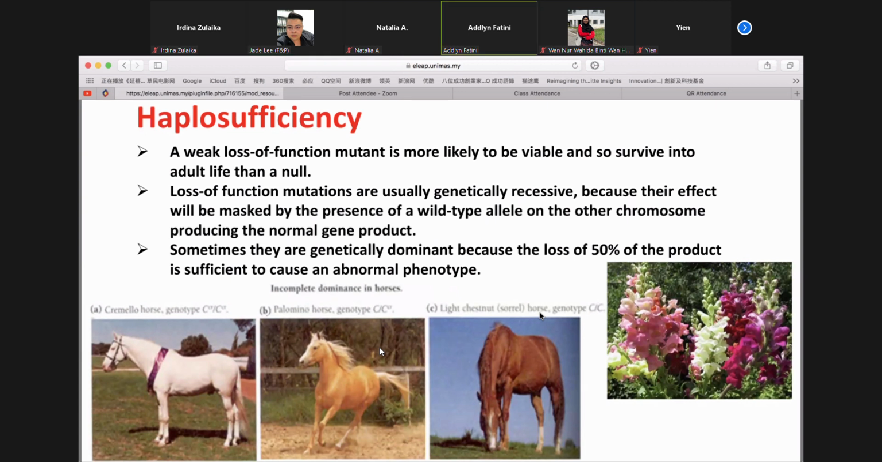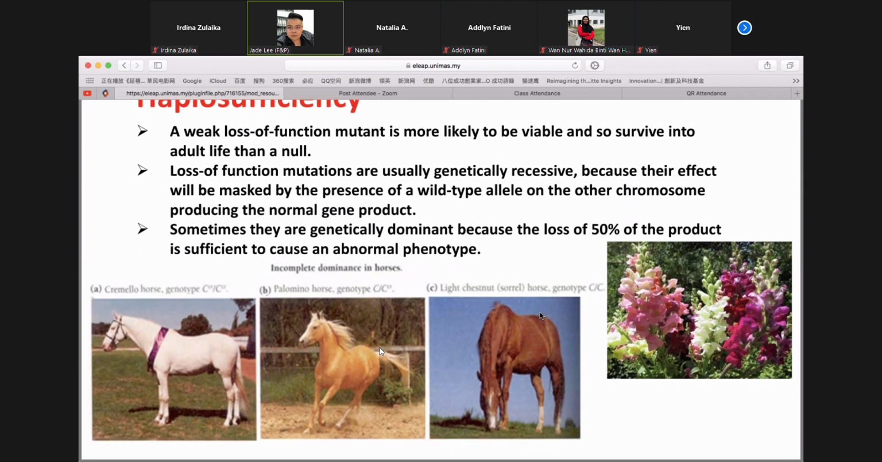Loss of function mutants are usually genetically recessive because the effect will be masked by the presence of a wild type allele on the other chromosome producing the normal gene product. Sometimes they are genetically dominant because loss of 50% of the product is sufficient to cause an abnormal phenotype.